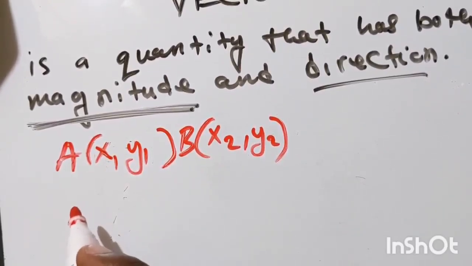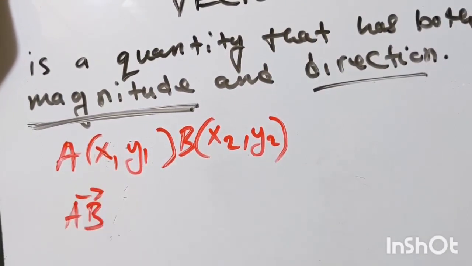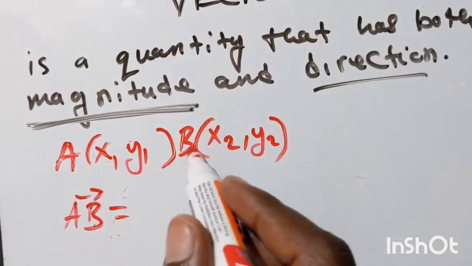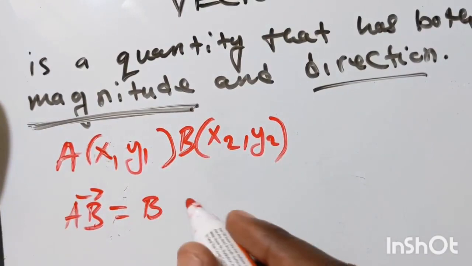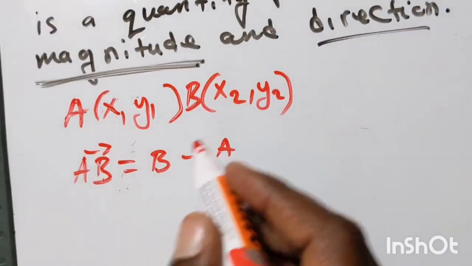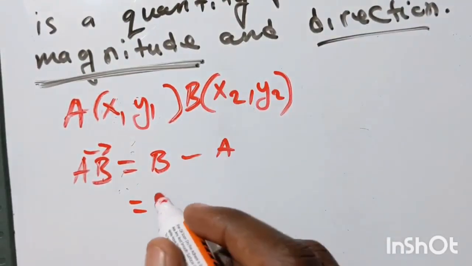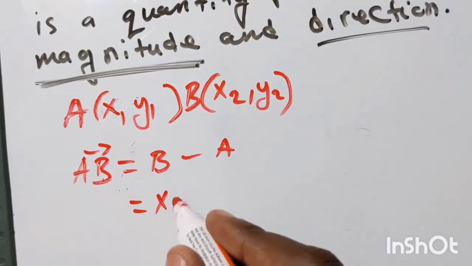Now how do you find the formula for magnitude? Let's say vector AB. We find vector AB by starting with the point where it is ending, which is B minus A, right? That is what we do.